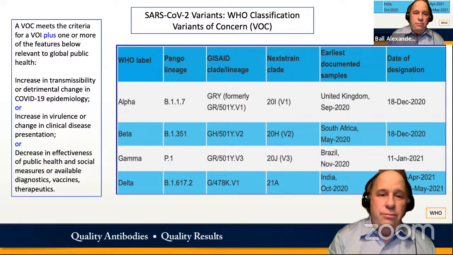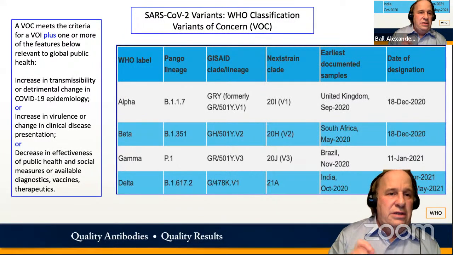So this is very simple, and I think everybody in this audience is familiar with this. These are the alpha, beta, gamma, and deltas. People have known them as respectively B117, B1351, P1, and now B1617.2. So alpha is the United Kingdom, that was known as the UK strain. The beta was in South Africa, the gamma was first detected in Brazil, and the delta in India.